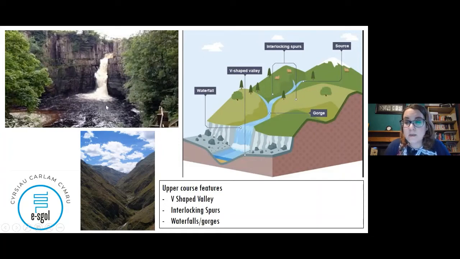Over time, this continues to get bigger. It's going to increase the size of the overhang until the hard rock is no longer supported. And because it's no longer supported, it just collapses. This process continues and the waterfall retreats upstream. As the waterfall continues to retreat upstream, a steep-sided valley is left where the waterfall once was, and we refer to this as a gorge. And this process continues to repeat and repeat itself. So in the upper course, the features we see are our V-shaped valleys, our interlocking spurs, and our waterfalls and our gorges.